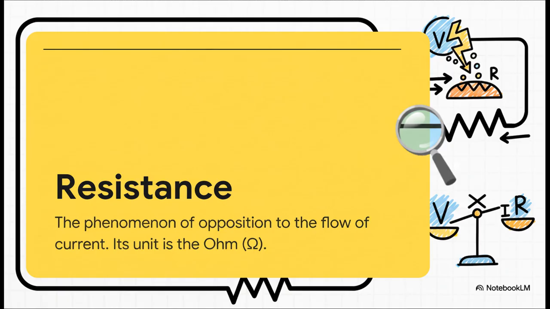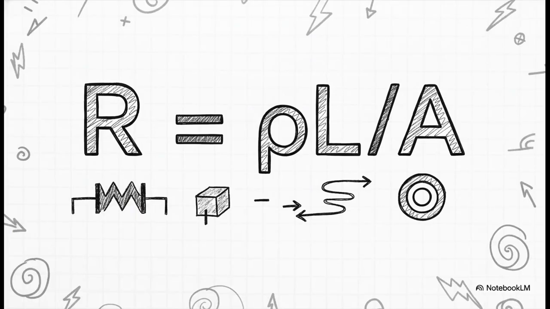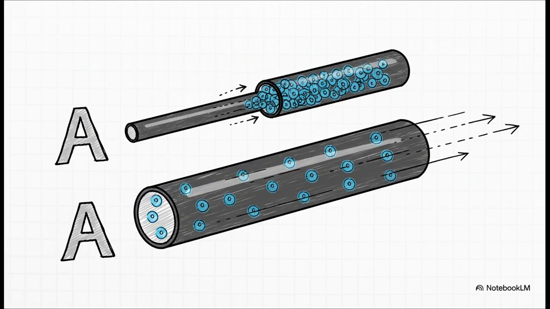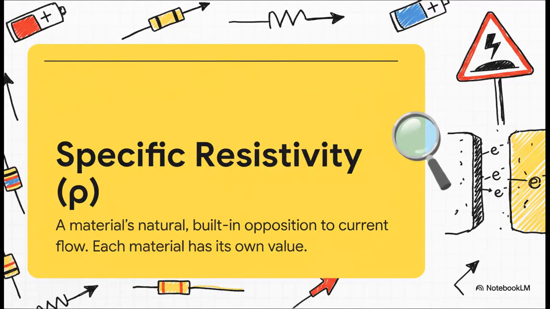It's a pushback. So what actually determines a material's resistance? Well, there's a formula for that. Let's break it down. First up is length. Think about it. A longer wire just means more resistance. Simple, right? Then you've got area. A thicker wire is like a wider highway. Less traffic, less resistance. And finally, resistivity.